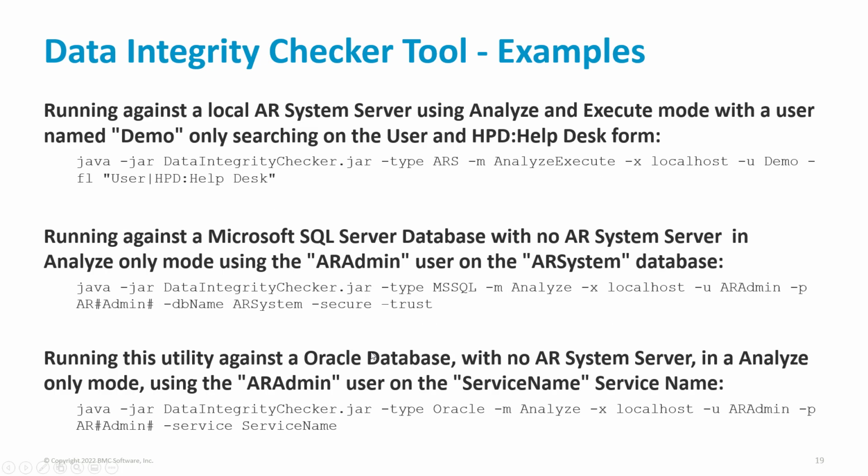Let me show you some examples. Let's say I'm running against a local ARSystem server and I want to use analyze and execute mode with the username demo, and I only want to look at the user in the HPD help desk forms. So I'd run my java -jar, provide the jar file name, and my type is going to be ARS because I'm connected to AR server. I'm going to use the mode analyze-execute since I want to do both at once, and then I provide the host name and the login name.